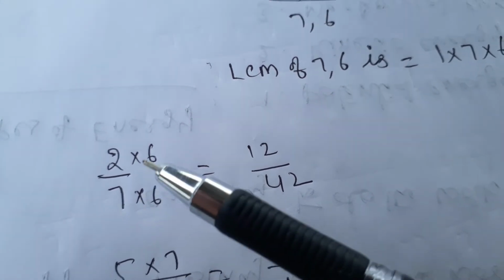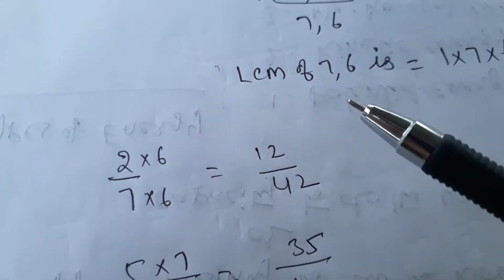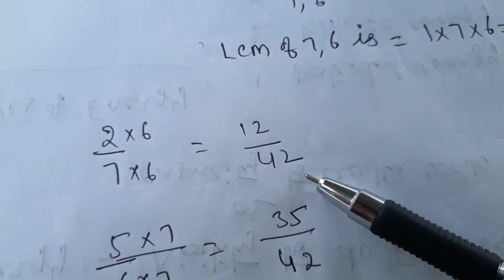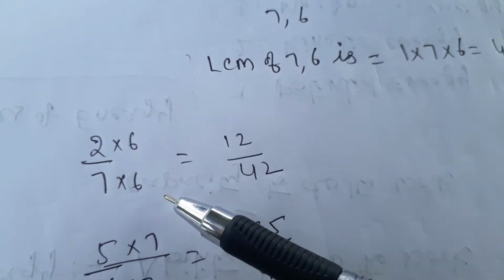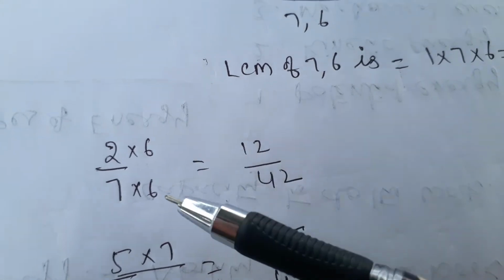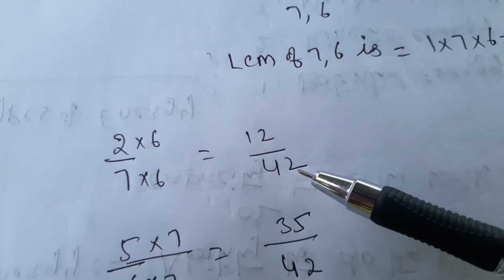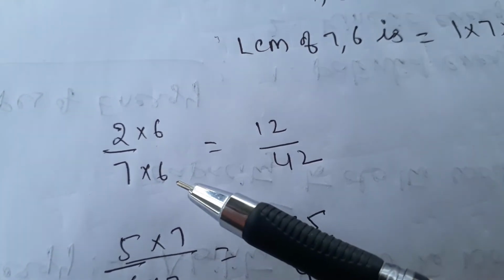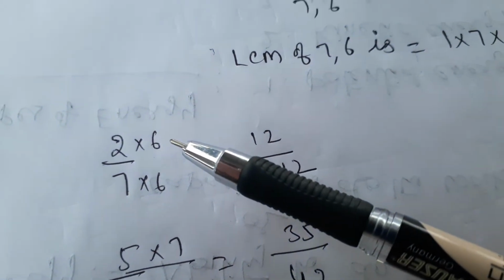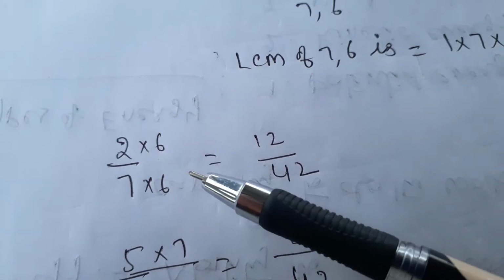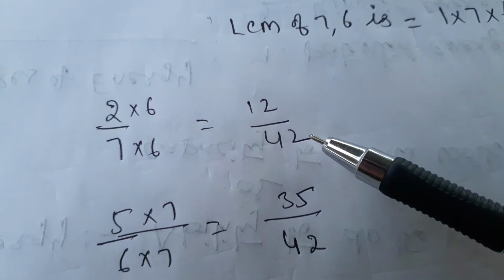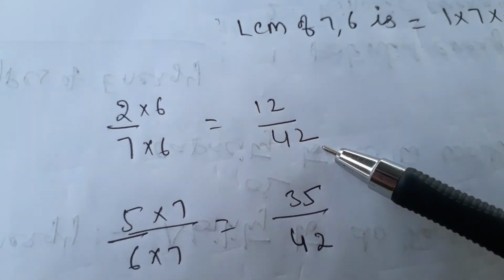What have you done? 2 by 7 modified is equal to 12 by 42. So here what did we do? The denominator is multiplied with 6. Why? The denominator should be made the LCM. So that is why we are multiplying by 6. When you are multiplying by 6 here, the numerator is also multiplied by the same number. Otherwise the fraction value changes. If you multiply both numerator and denominator with the same number, the fraction value does not change. I already told you about equal fractions in previous classes.